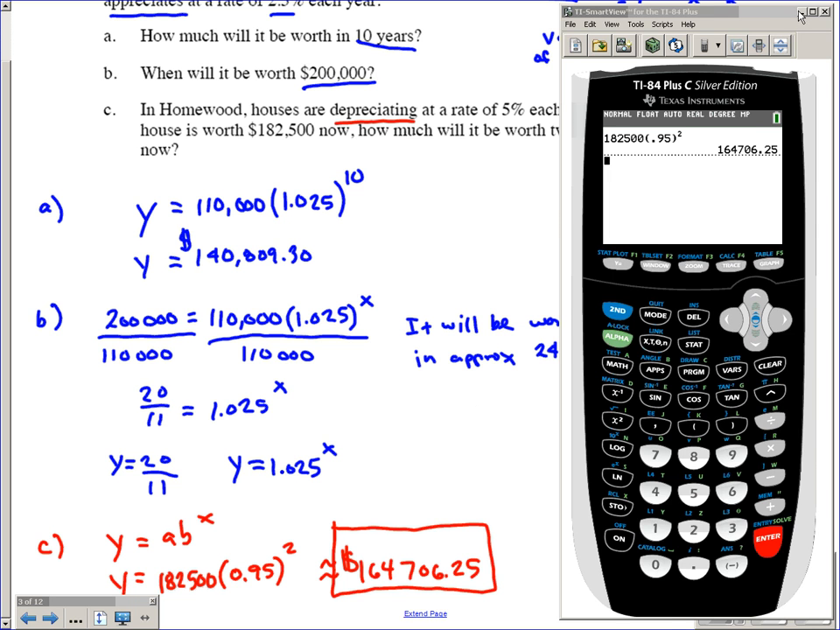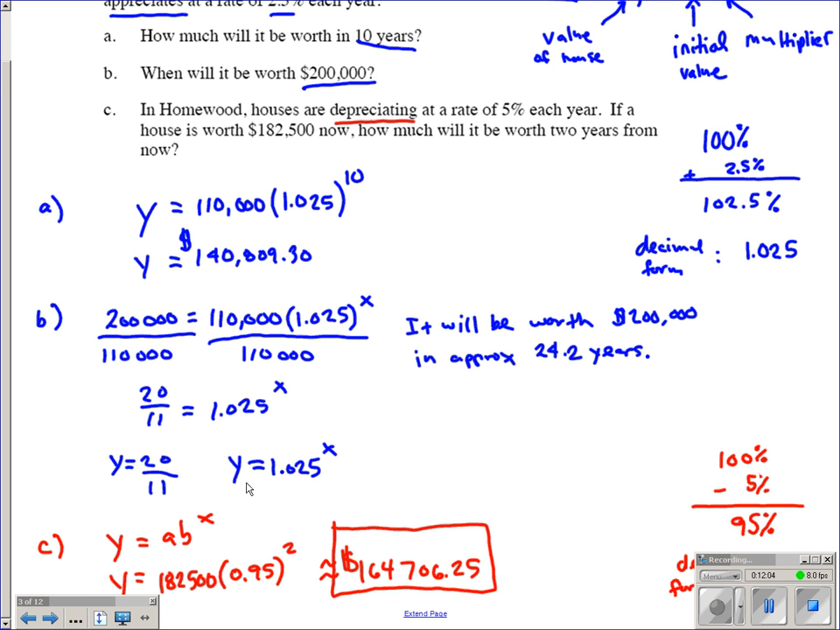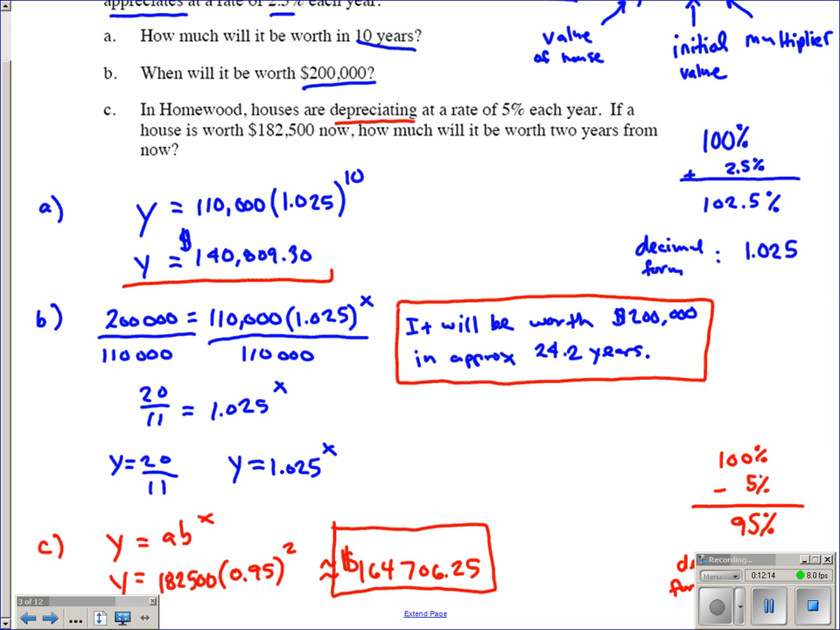Our answer for letter B and our answer for letter A.